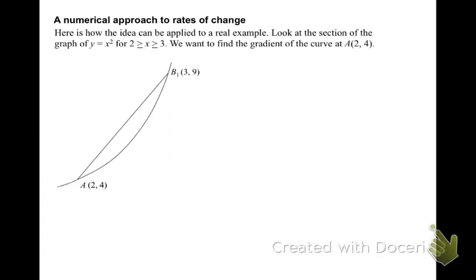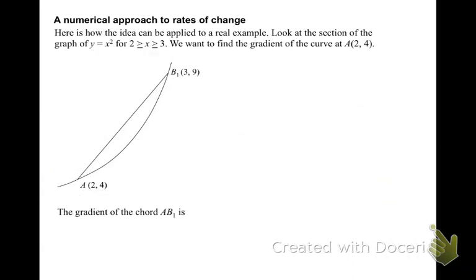Okay, so let's look at it with some numbers. So here we've got 2 points. We're looking at the graph of y equals x squared, and we've got our domain restriction here, but we're not as concerned about that right now. But we just know that we're looking at this line from A to B, and we want to find the gradient of the curve at A. So we want to find the gradient of the point right here. So how do we go about doing that?